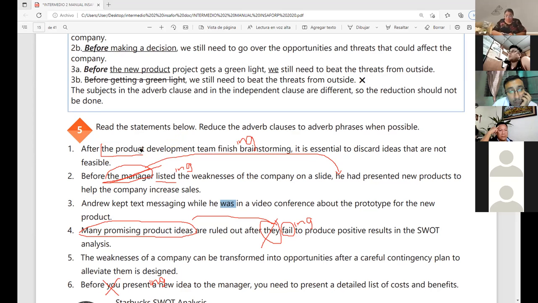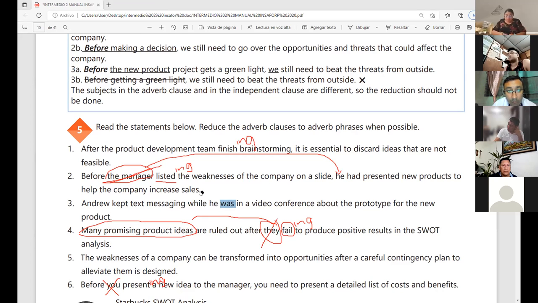Teacher, I was a little confused in number 3. What happened with number 3? The thing is that we can modify the verb to be here, was. Andrew kept text messaging while he was, or only was, I don't know. We can't say wasing. It is like that. We can modify. Okay. And also we can say while being in a video.